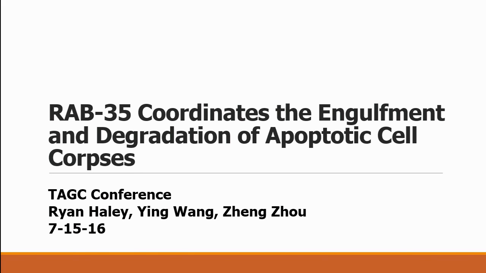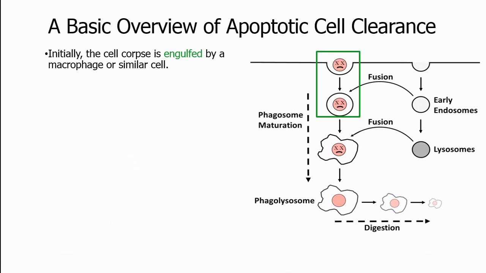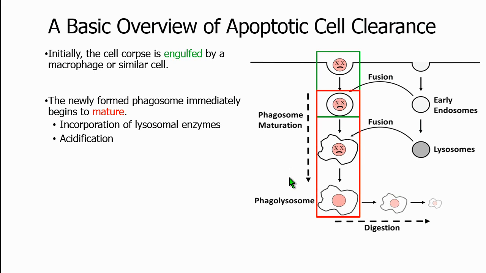All right. So my name is Ryan Haley, and today I'm going to talk to you about how RAB-35 coordinates the engulfment and degradation of apoptotic cell corpses. So just to give you a basic overview of the process. Initially you have a cell corpse or an apoptotic cell. It's engulfed by a macrophage or a similar cell, and essentially it forms a phagosome around this.